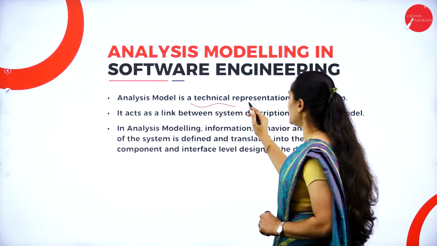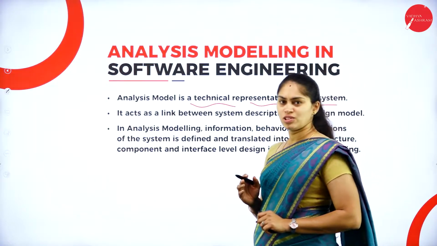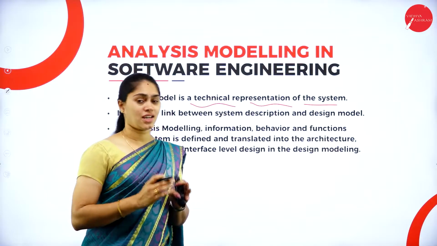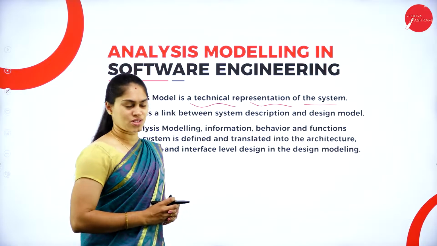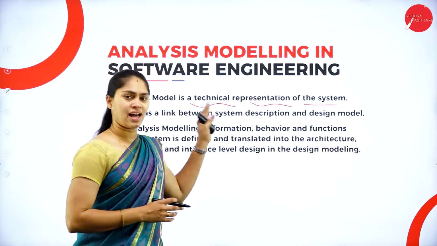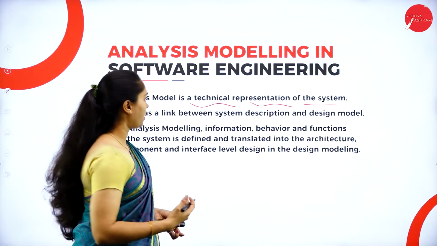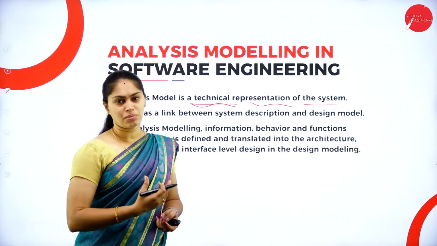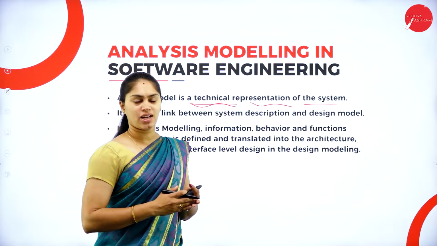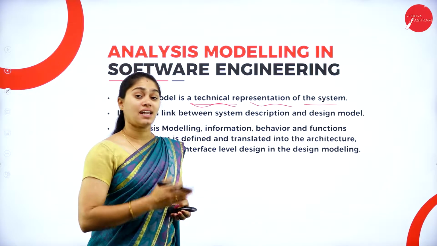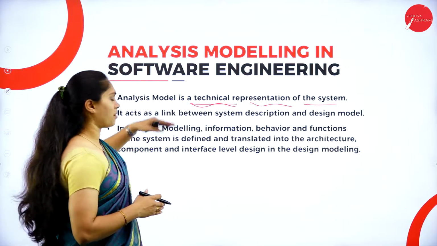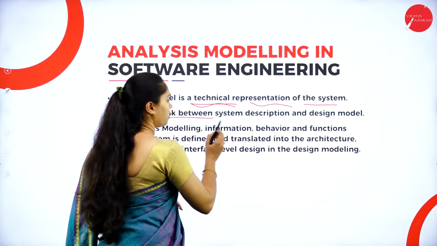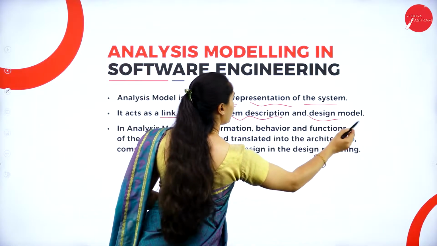It's a technical representation of the system. Already I told you regarding the collection of requirements, how we collect the requirements from the different stakeholders or the different end users. After that, when we are doing this analysis modeling, it is going to represent the technical terms of the system, how it needs to be developed, like how many modules it must include. All the things related to the technical aspects of a system are going to be represented in the analysis model. So it is going to act as a link between which two? Here, the system description and the design model.